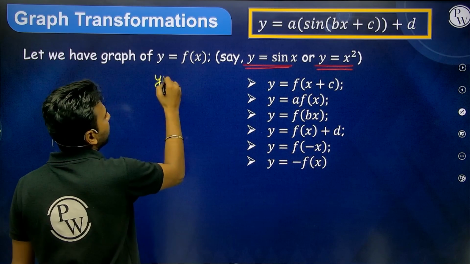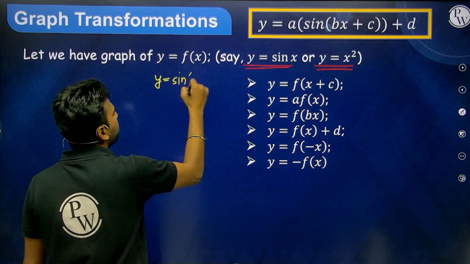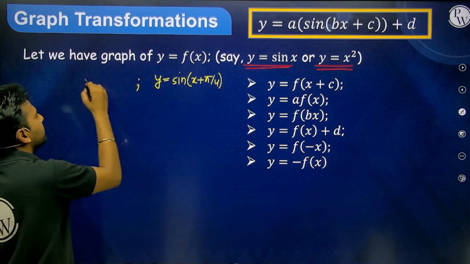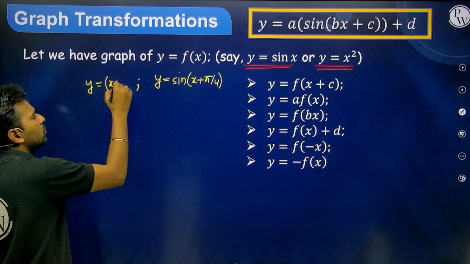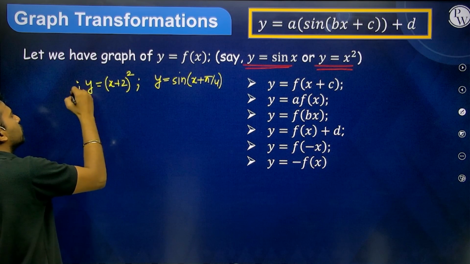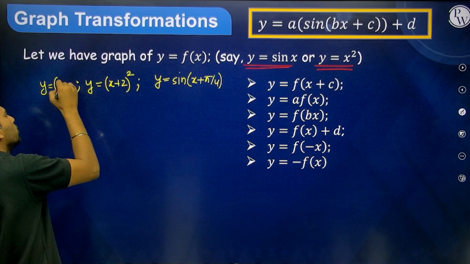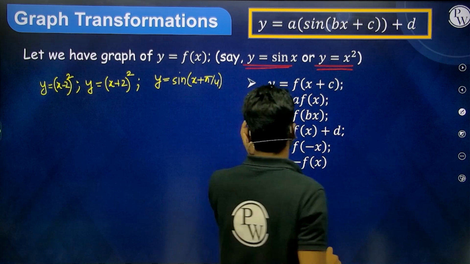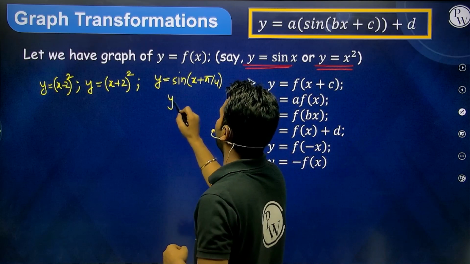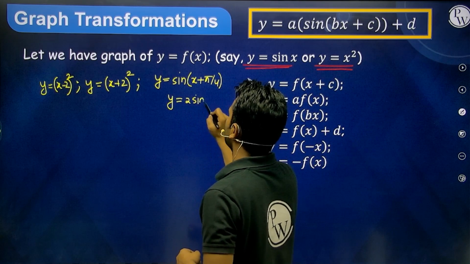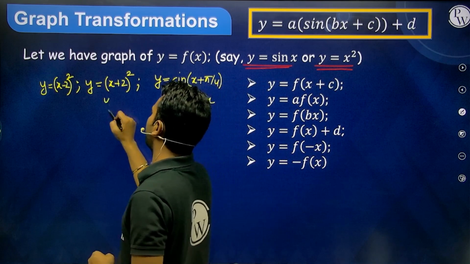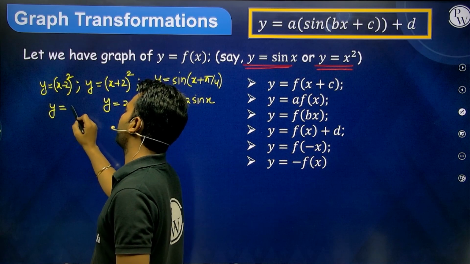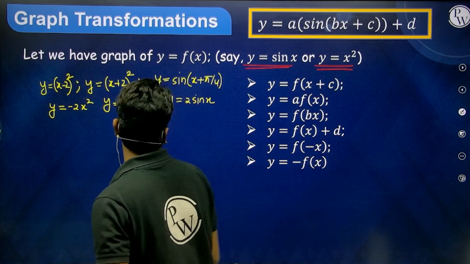Let's say I want to draw the graph of sine of x plus pi by 4, or y equal to (x plus 2) whole square, or y equal to (x minus 2) whole square. We can definitely do that by using graphical transformations. Not only this, but if you want to draw the graph of y equal to 2 sine x, that also we can do. y equal to 2x square, that also we can do. y equal to minus 2x square, that also we can do.